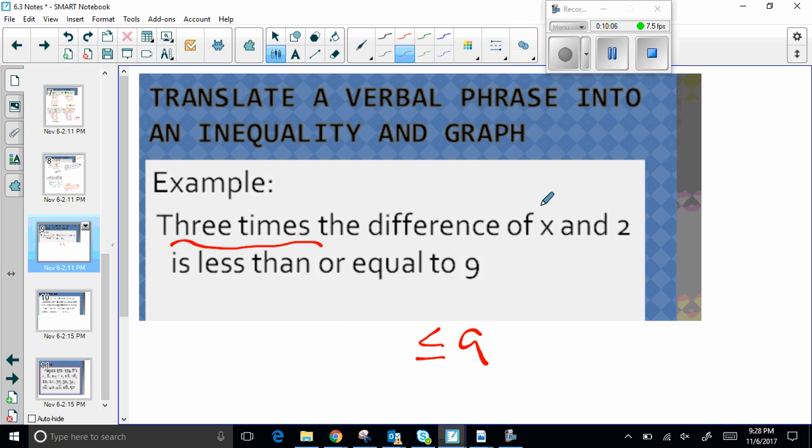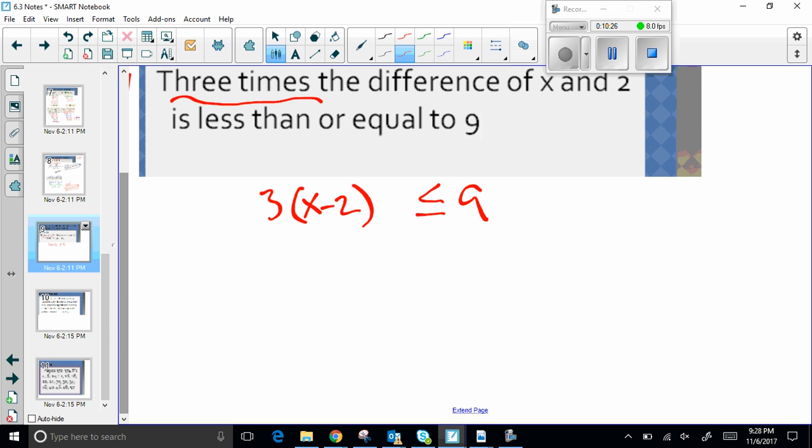3 times the difference of x and 2, that means x and 2 are going to be subtracted, and I got to multiply that times 3. So when they talk about 3 times the difference, you have to put that difference in parentheses before you multiply. Okay. After that, I think they want you to solve it.